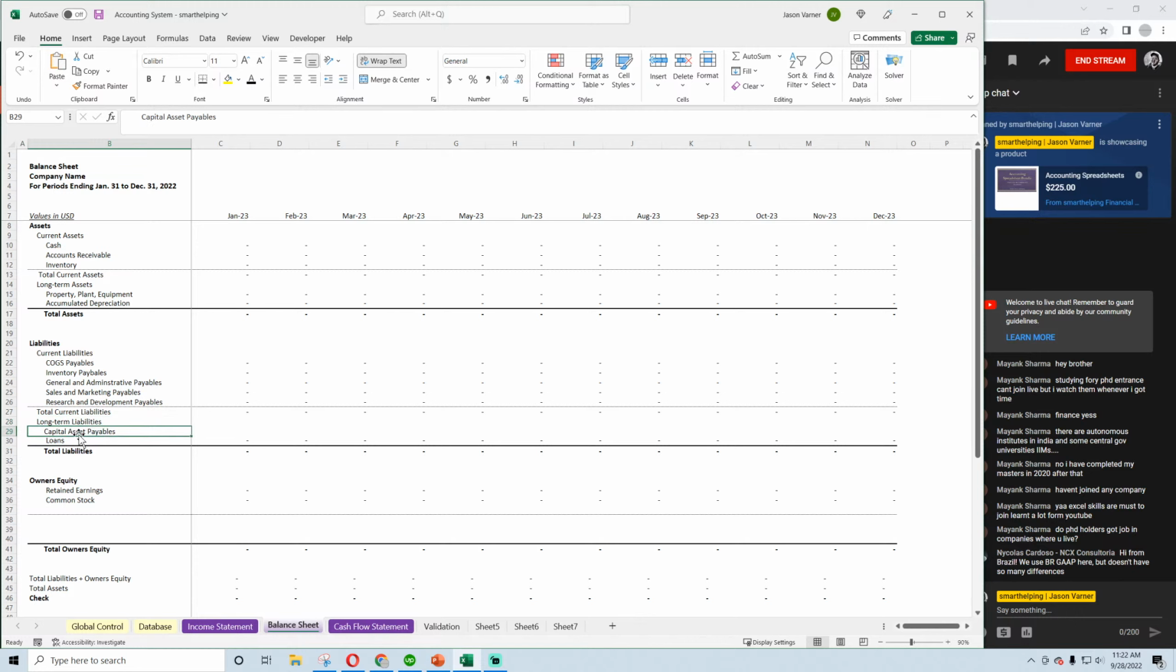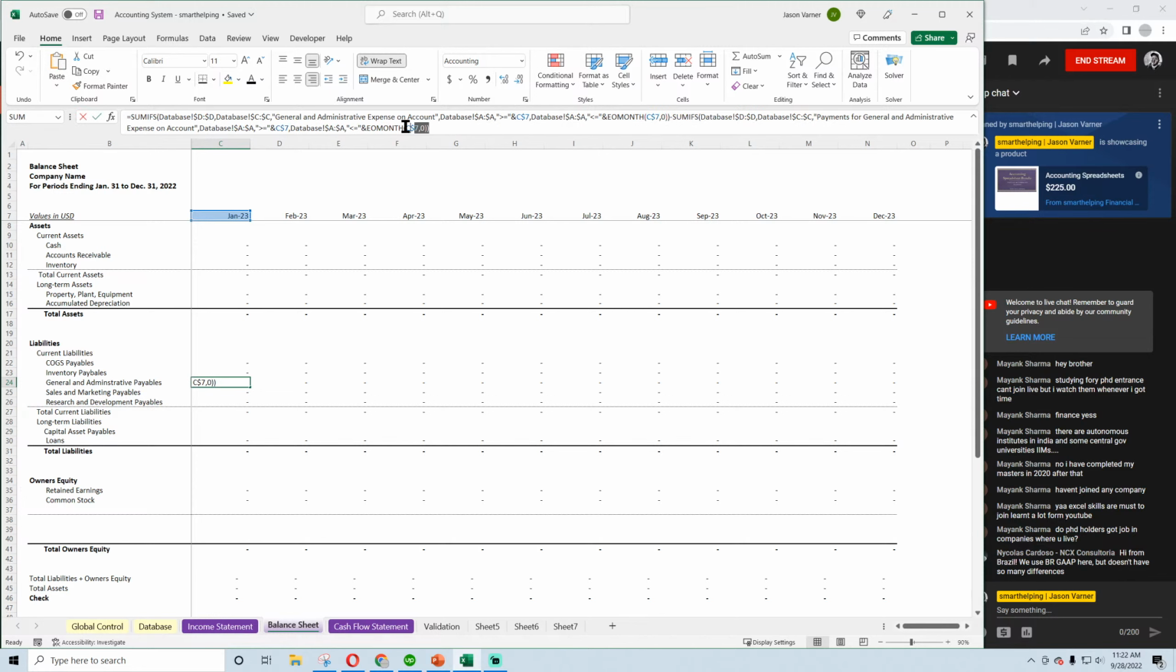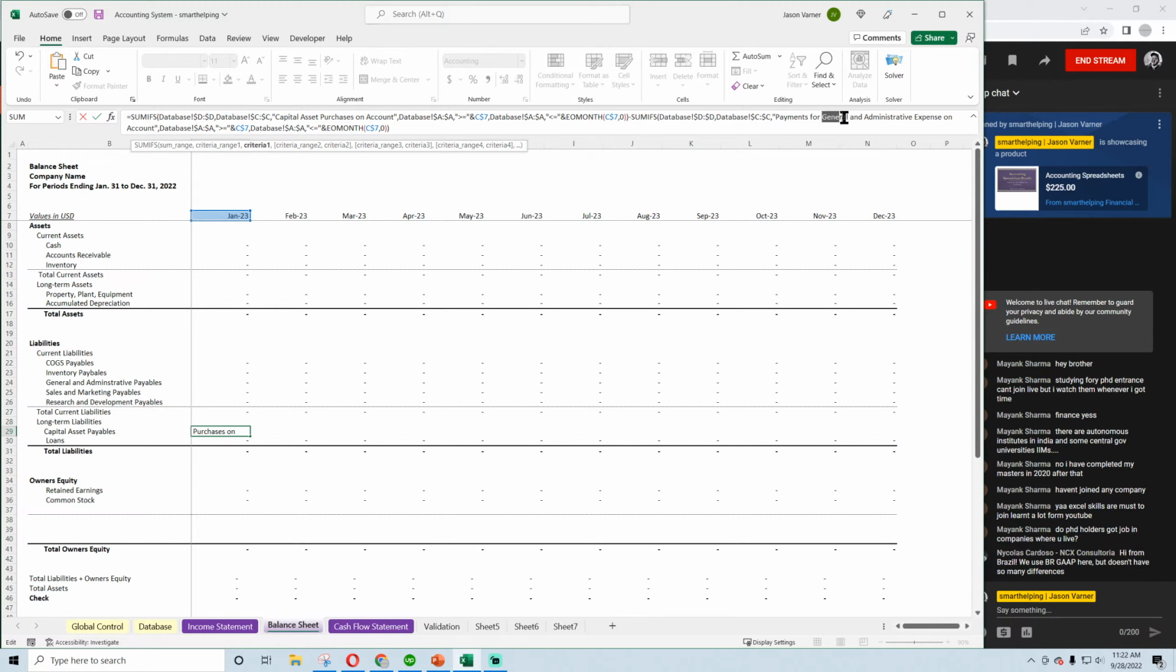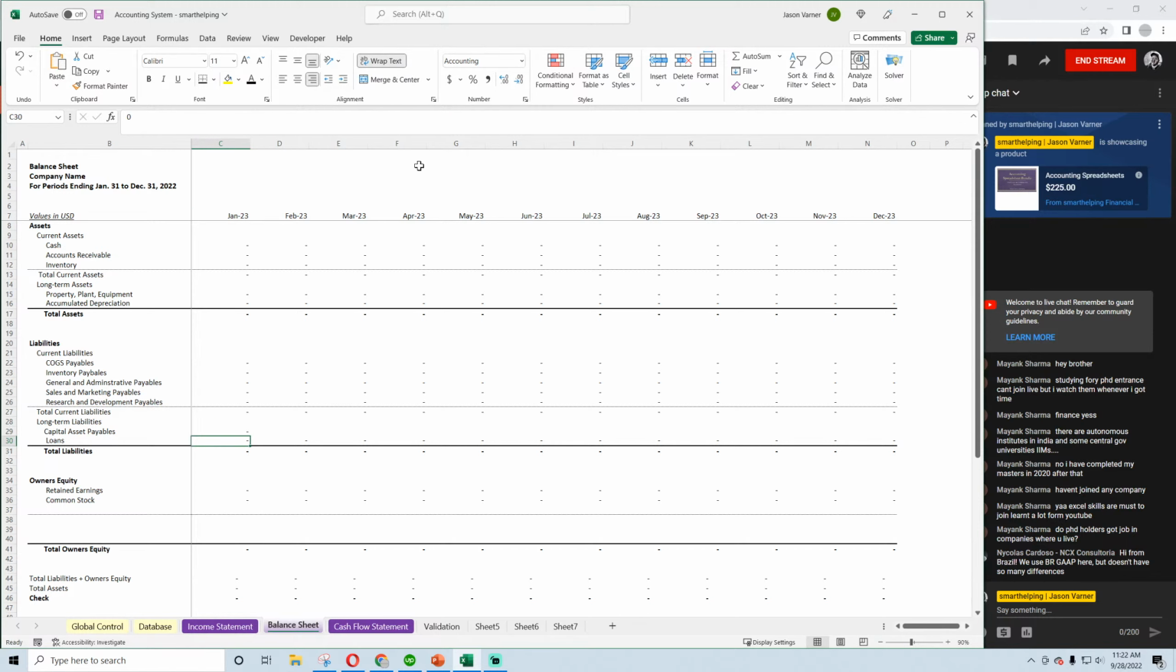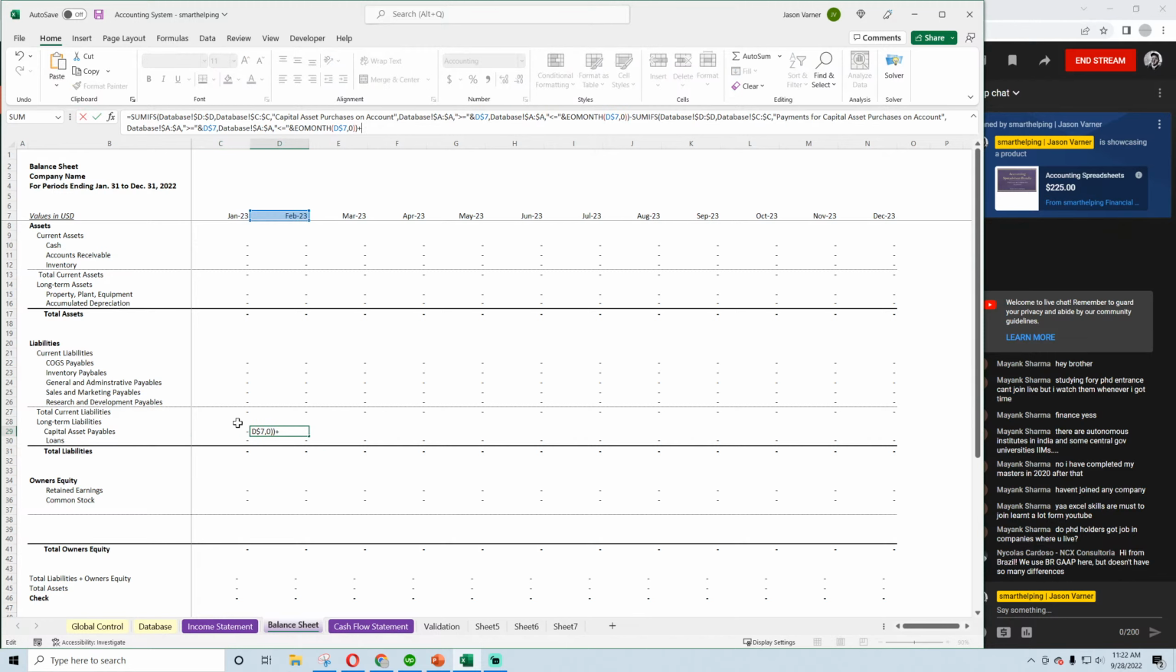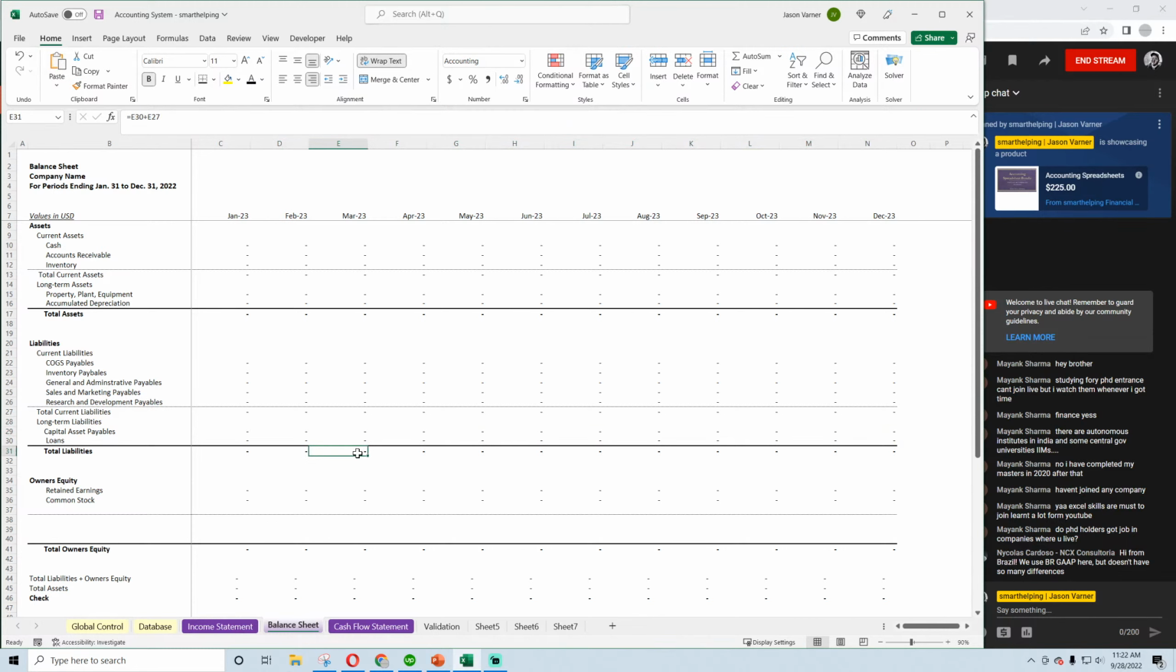Okay, that's that. So what we do here is similar to these other accounts where we add up any, a little bit different. So capital asset purchases on account. Actually similar. So capital asset purchases on account, and then reduce payments for capital asset purchases on account. And we'll do an example of this to make sure we've done it correctly. Let's add this.